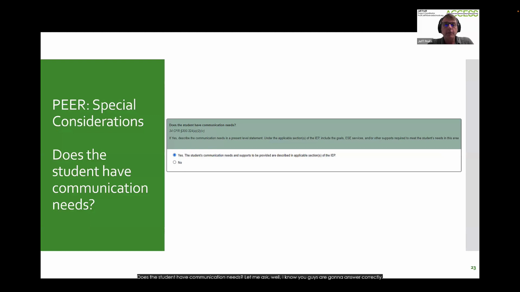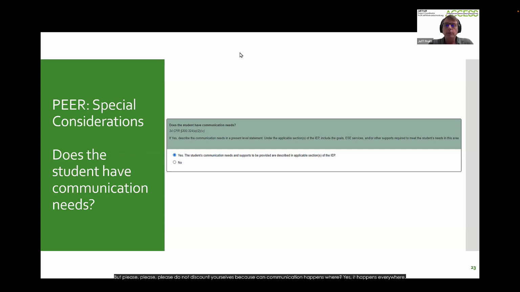Does the student have communication needs? Let me ask, well, I know you guys are going to answer it correctly. If the student needs an AAC, assistive technology, whatever you're calling it, does the student have a need for communication? Yes, of course they do. That's how they communicate. So the bulk of your information may be in a communication domain.